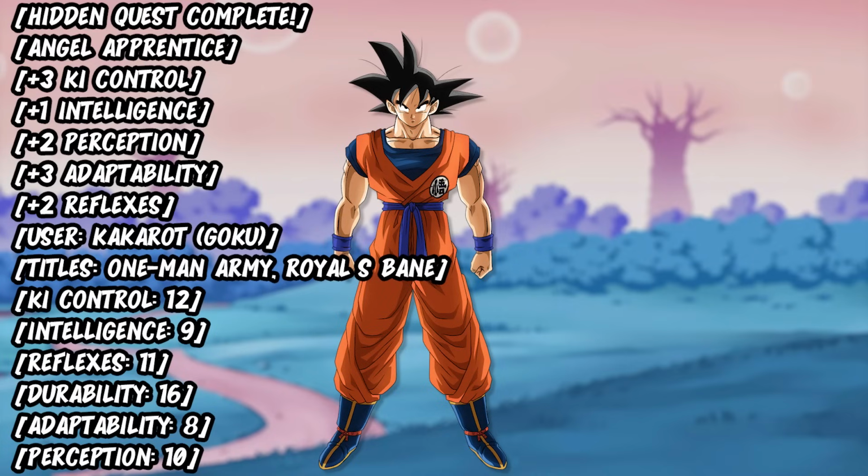+3 ki control, +1 intelligence, +2 perception, +3 adaptability, +2 reflexes. User Kakarot (Goku). Titles: One Man Army, Royal's Bane. Ki control 12, intelligence 9, reflexes 11, durability 16, adaptability 8, perception 10.